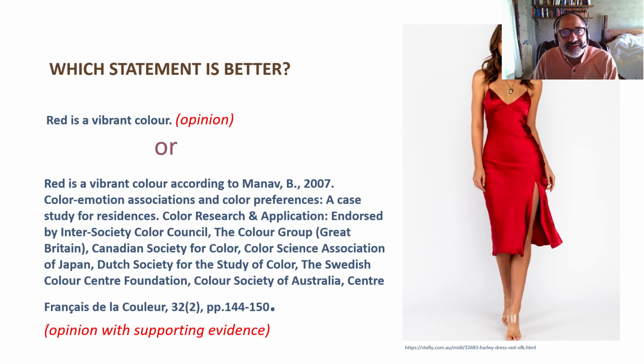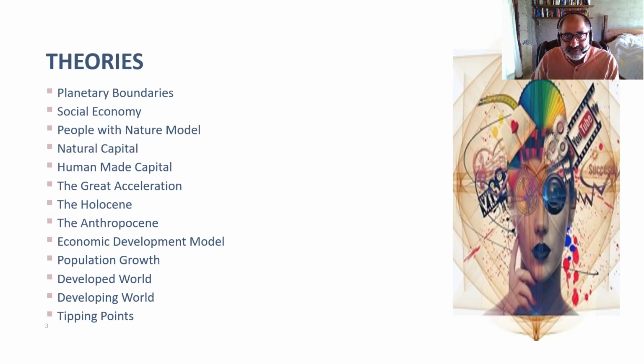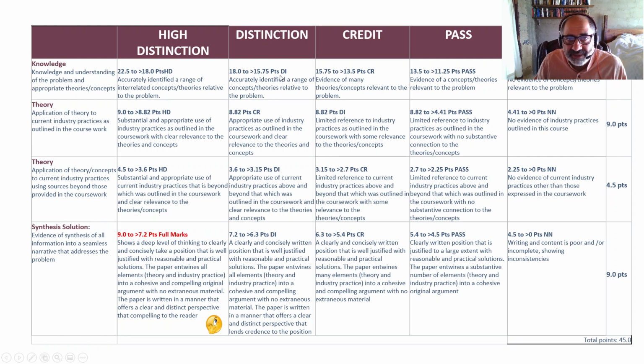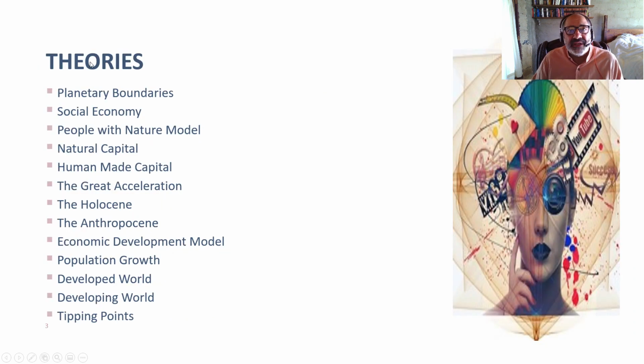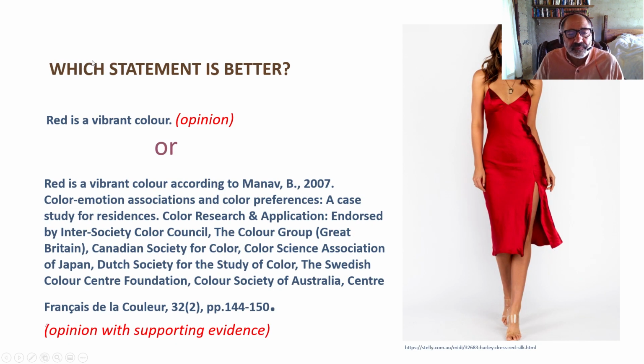Opinion plus theory. And that, if I go back, that's this first part we're talking about. Opinion and theory. Here's the problem. Here's the theory. And then your answer obviously is going to be in the distinction part or high distinction part. So always remember that. If you make a statement, back it up with one of the theories in that list that I just showed you there.